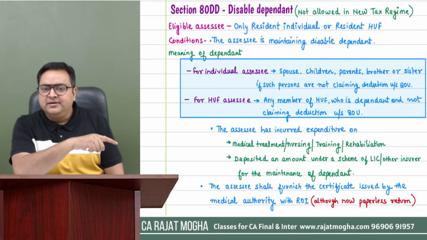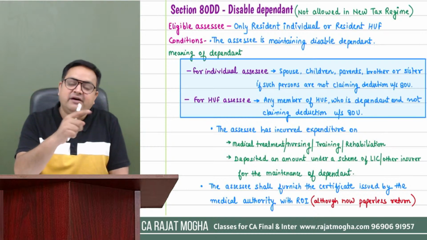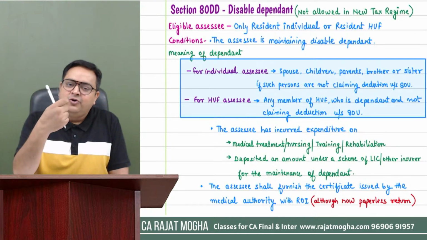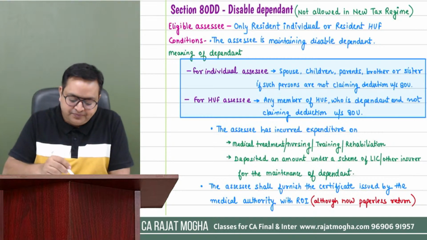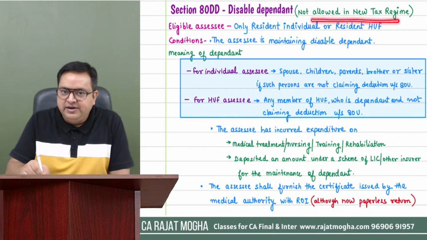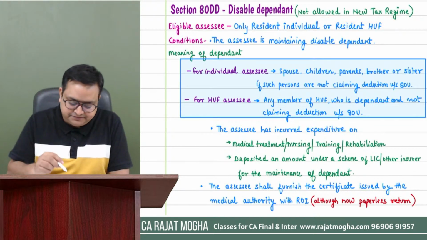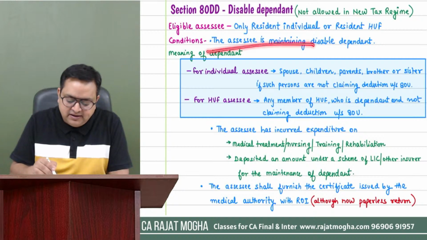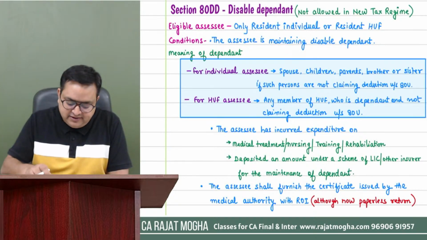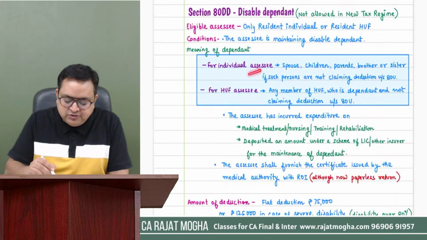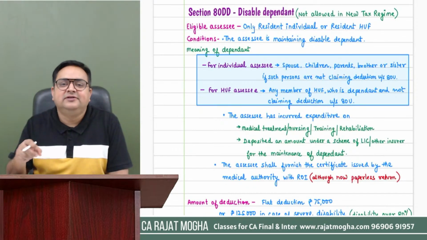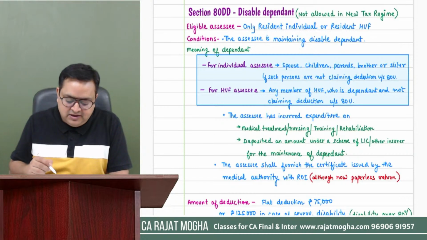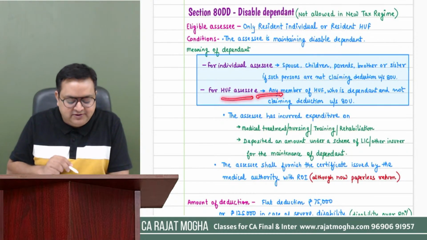80D, that medical insurance, health insurance, it was available to resident assessee also or non-resident also. But here it is only for resident individual and resident HUF. And obviously, it is not allowed in new tax regime, only optional tax regime. If the assessee is maintaining a person who is disabled, so for individual, the disabled could be spouse, children, parents, and brother and sister who are mainly dependent on this particular assessee. And if it is HUF, any member of the HUF.